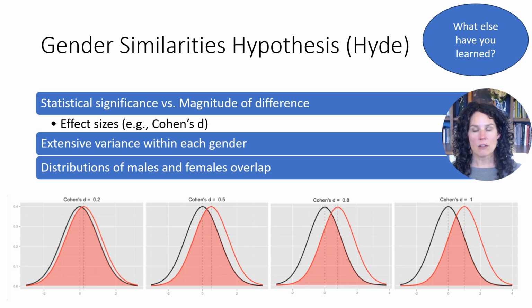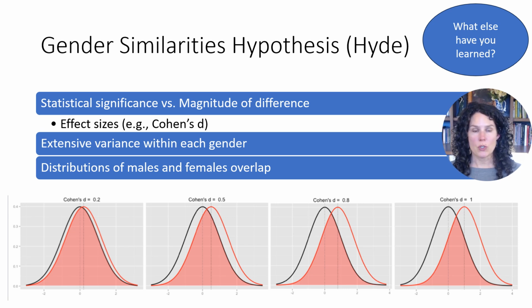So statistical significance just means that we are confident that there is a difference between these groups, but it doesn't tell us how big of a deal or how big of a difference it is. So for example, if 1,000 people take a math test and the males on average get an 80 and the females on average get a 78.5, that is going to be a statistically significant difference, but we don't actually have anything telling us what the magnitude of the difference is.